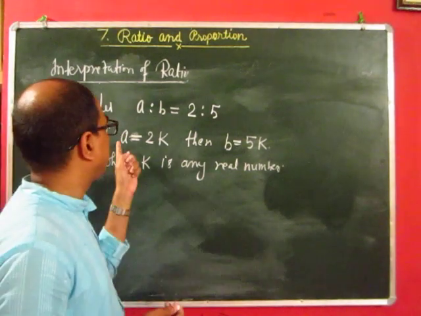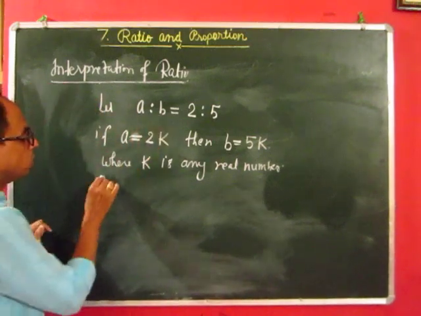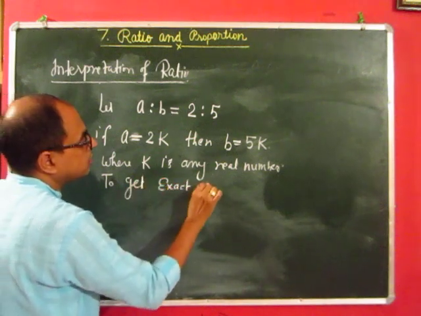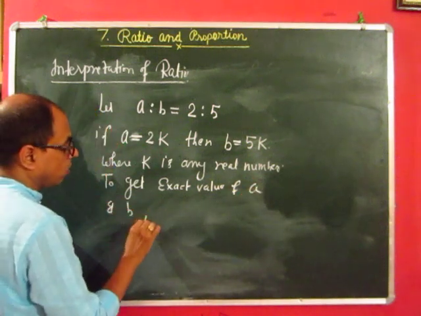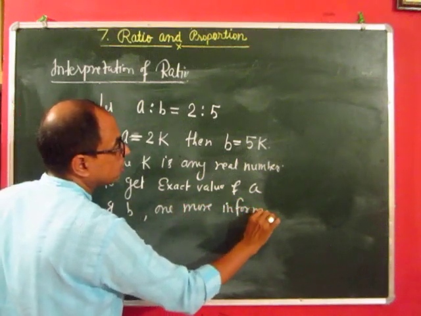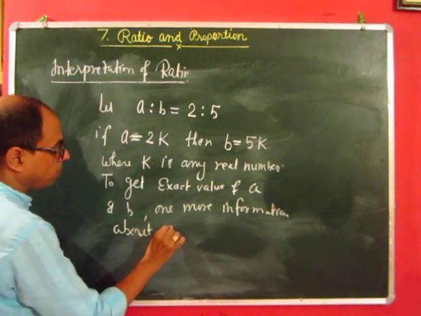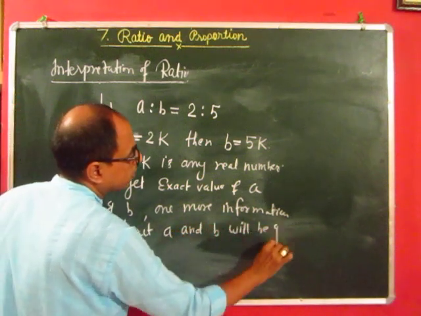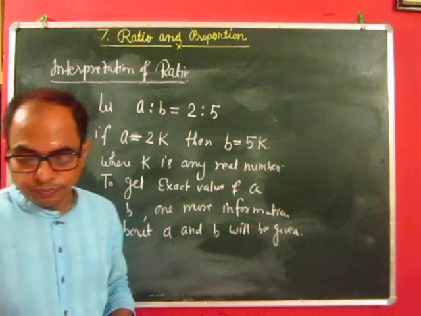Now to get the exact value of A and B, some other information about A and B will be given, to get k. One more piece of information about A and B will be given. Then only we can find the exact value of A and B.